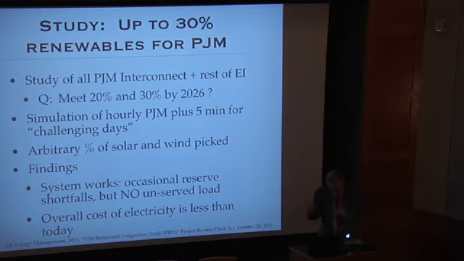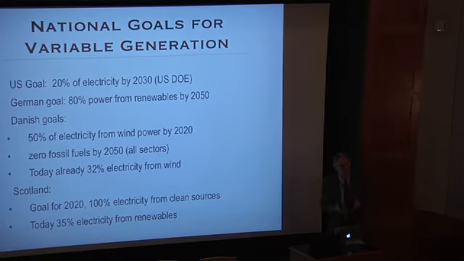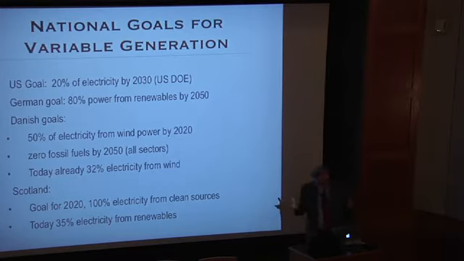Look at studies, look at political statements, and then you can also look at national goals, because countries have, not the US so much, the DOE has said there's a 20% goal by 2030, so they're going to be a little slower than PJM thinks they're going to be. Germans want to get 80% of power from renewables by 2050. So these are political goals. You could say, well, does it really mean anything, or is it just talk? I mean, that's a legitimate question.